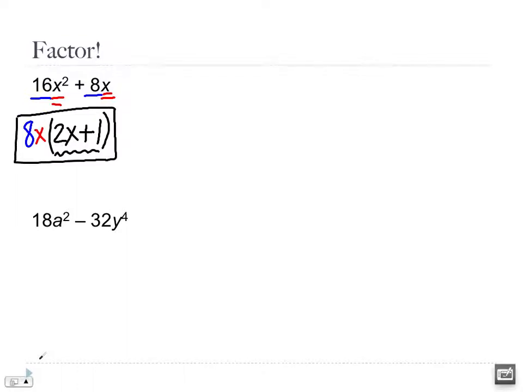In order to check our answer, we can distribute that 8x again, so I'm going to do that over here to the right. 8x multiplied by 2x is 16x squared. 8x multiplied by 1 is positive 8x. Now this is what we started with, so we know that we factored correctly.